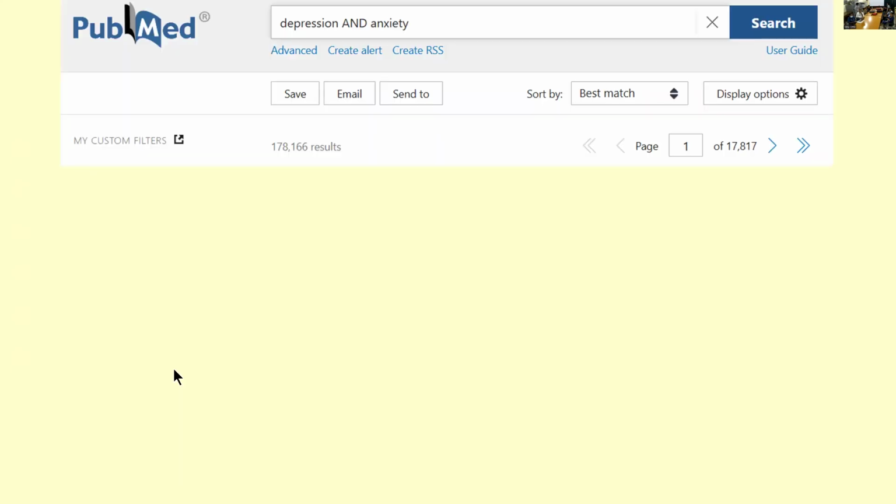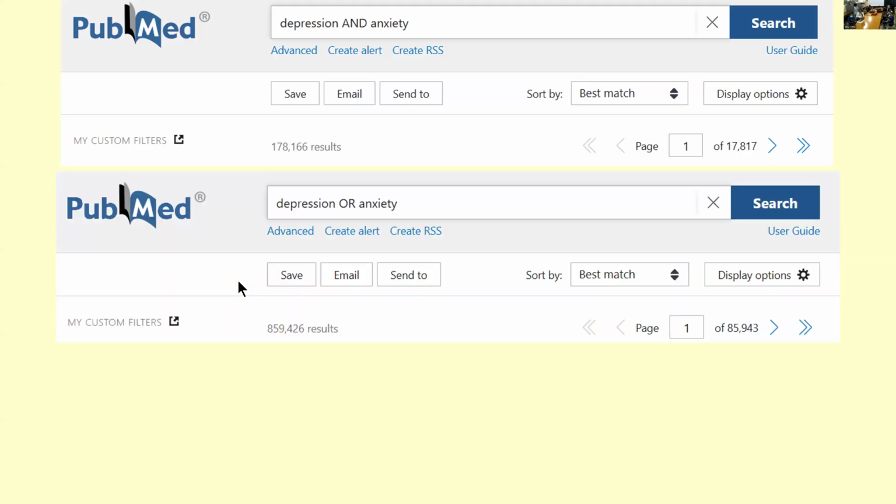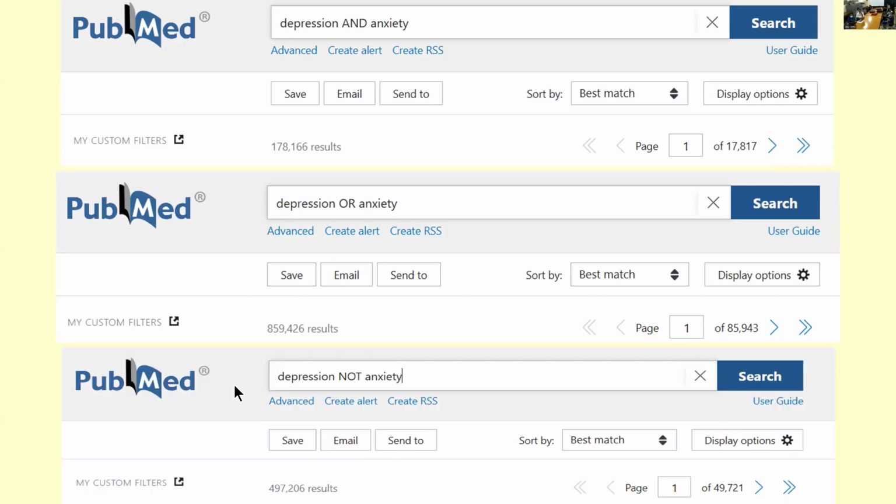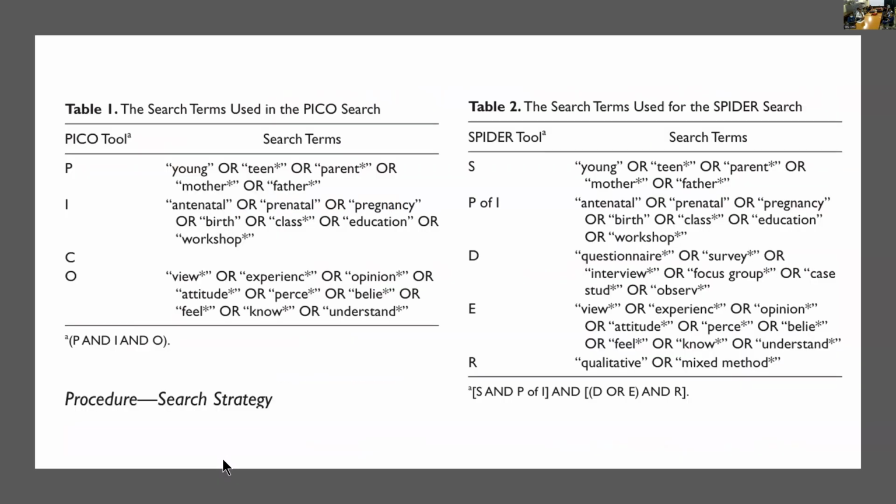So when I put depression and anxiety, I got 178 articles. When you put depression or anxiety, you get almost 8 lakh. If you put depression, not anxiety, you get somewhere intermediate, around 4.9 lakh. So in this study, they have used the same things: using the PICO, and they also use the SPIDER tool. So using the PICO, they have generated these search terms.